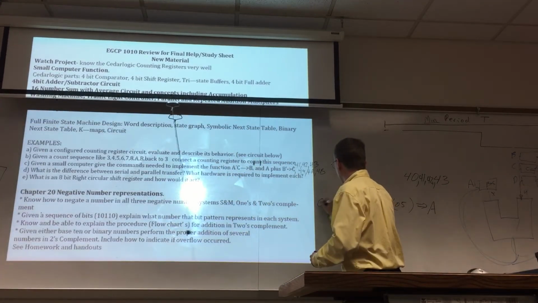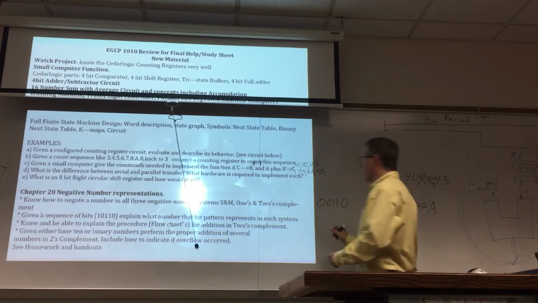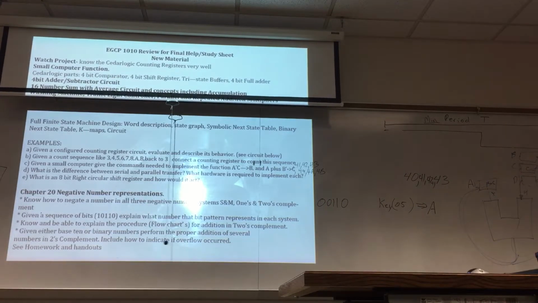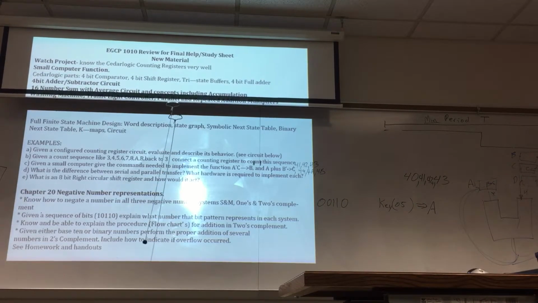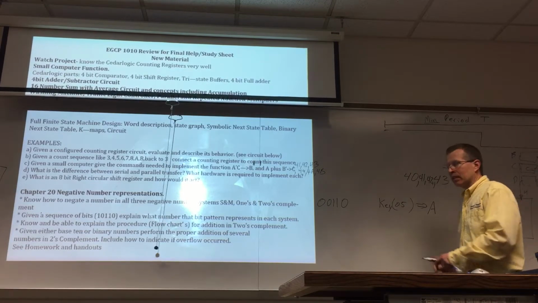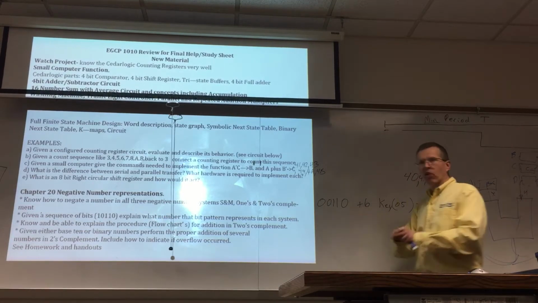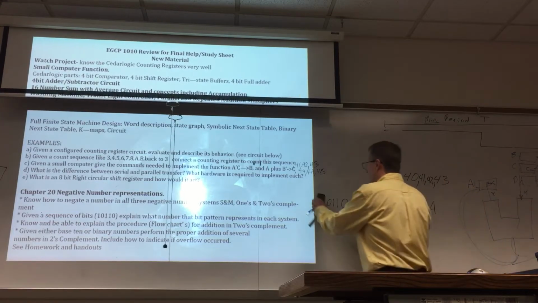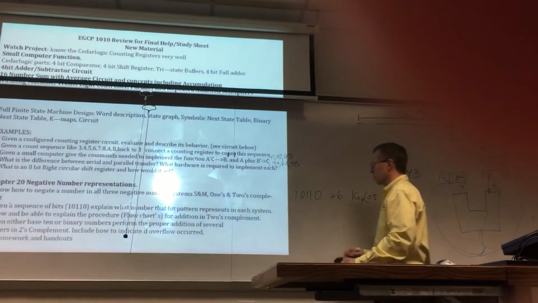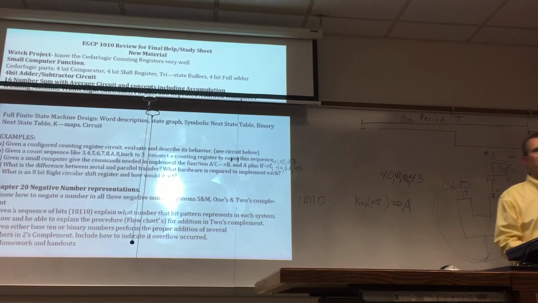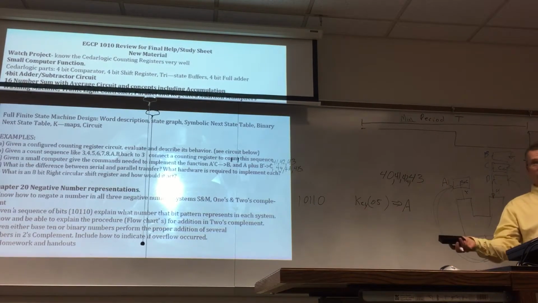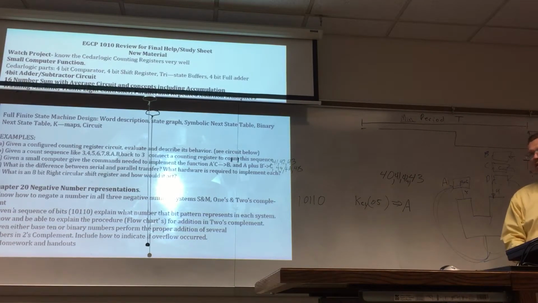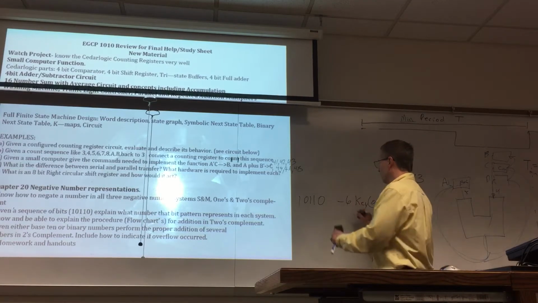If I wrote down that number and said it was in a negative number system, what value is that in base 10? Yeah, that's positive 6 in all systems, right? The positive numbers are the same. What if I change this to a 1? What happened to that number? Excellent. What system? Sign and magnitude. It'd be negative 6, right?